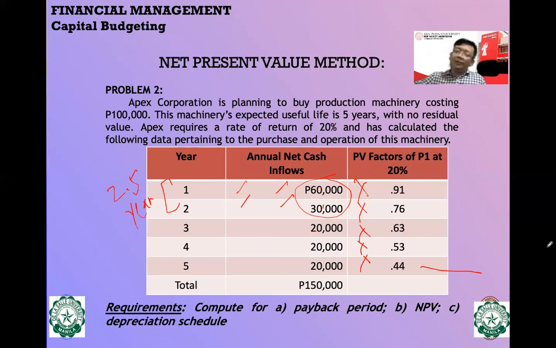Aga tayo ngayon. Oras na ba? 6:30. 1 hour and 30 minutes tayo.